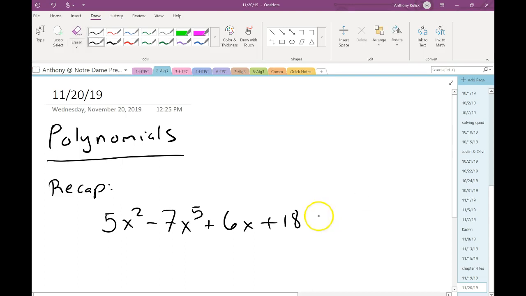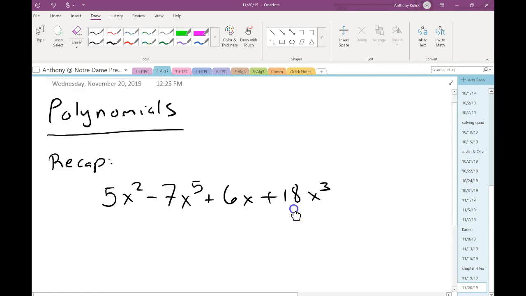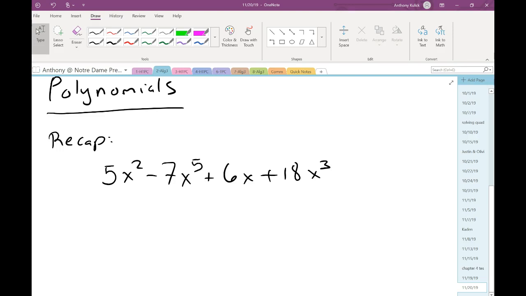Actually, let's do that. Let's say we have this polynomial. How do we write this polynomial in standard form? What's going to be, how do we write that polynomial in standard form?